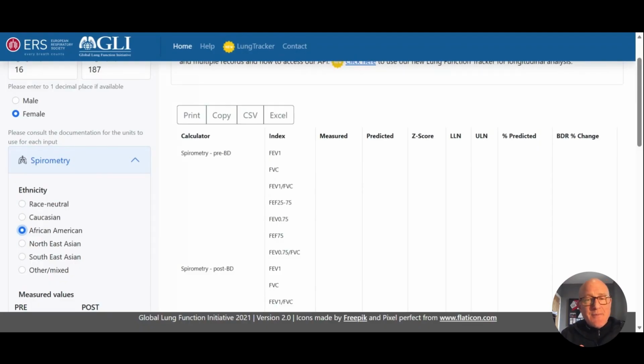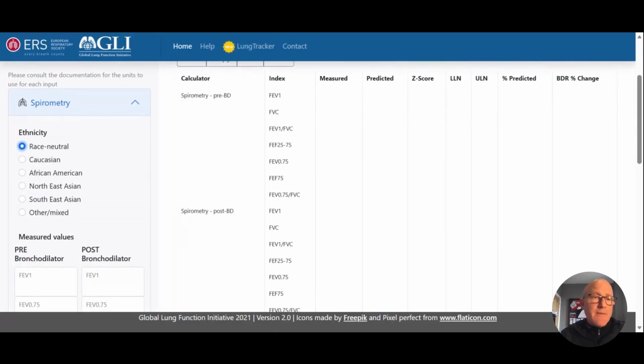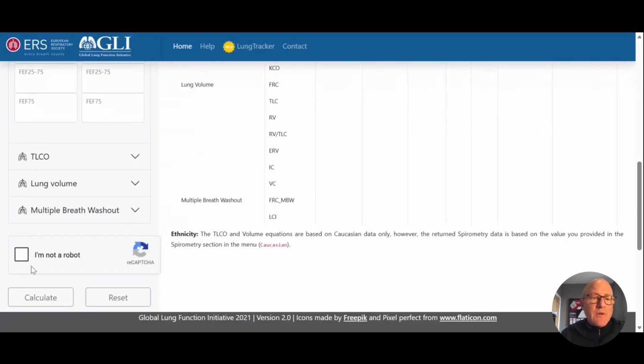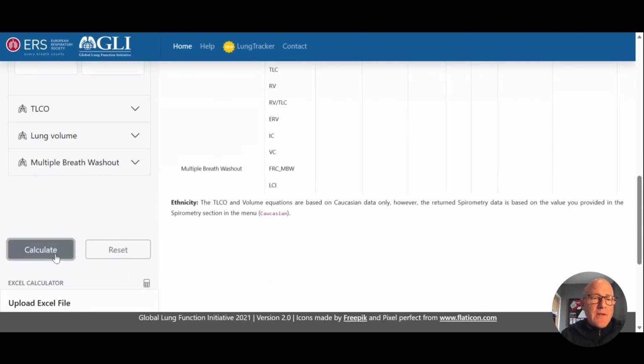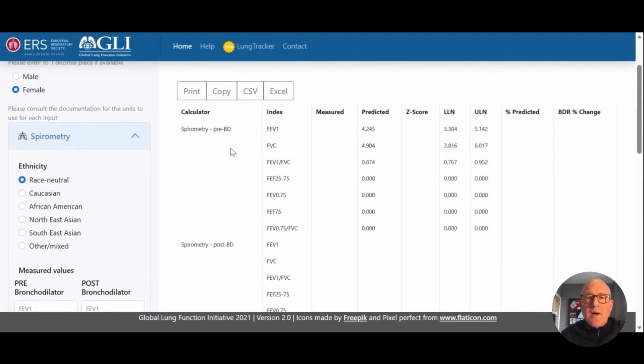Why is this here? It's because it's been proven that different ethnicities have different sizes of lungs. But you don't have to do it that way. You could hit race neutral, and this is free to use online. Then all you have to do is go in and make sure you're not a robot, and then calculate. What will come up is normative data for the FEV1 and FVC in particular.